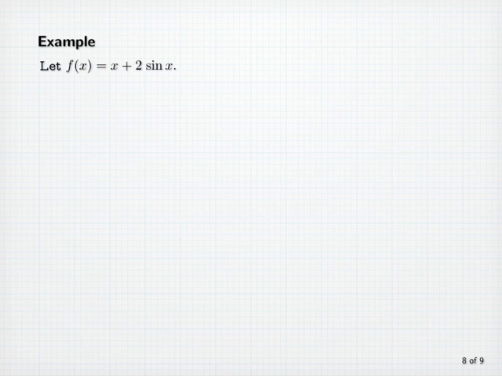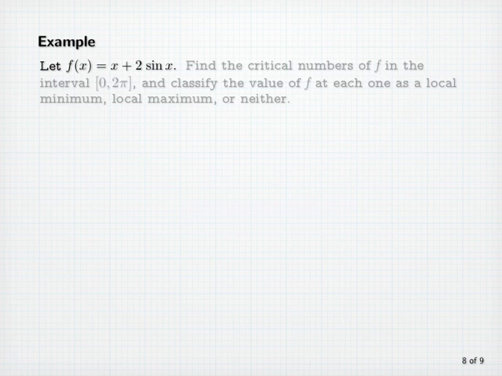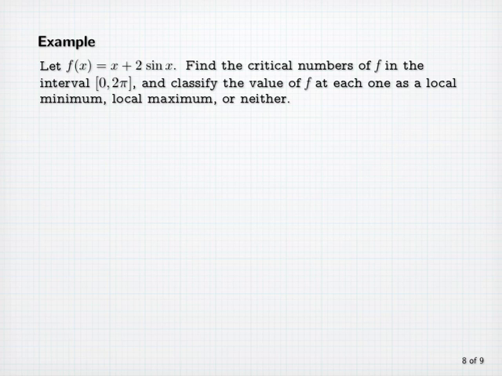Example. Let f of x equal x plus 2 times sine x. Find the critical numbers of f in the interval 0 to 2 pi and classify the value of f at each one as a local minimum, local maximum, or neither. Let's start by computing the derivative and finding the critical numbers.